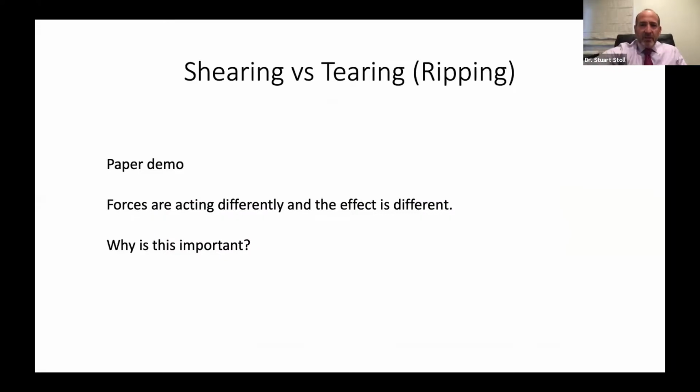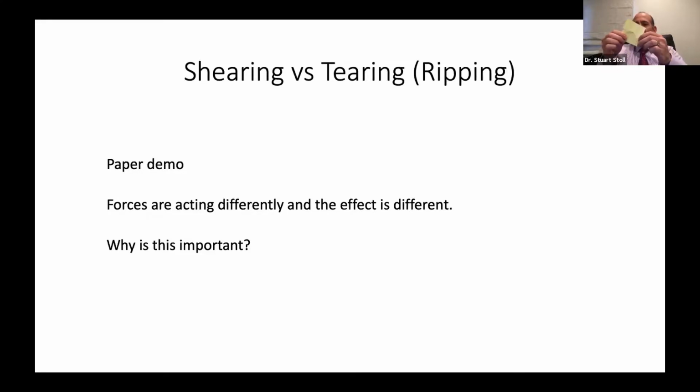Shearing versus tearing. What do we mean by this? So there are different types of forces, and they act differently. I'm just going to show you with a piece of paper here. This is a shearing force, and that's what we're typically doing when we're tearing the capsule. But sometimes we pull the capsule differently, in a different fashion, this way, and you can see that's a different type of force. That's a tearing or ripping force.